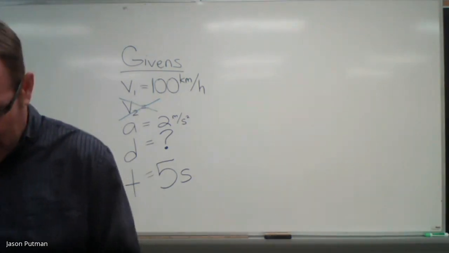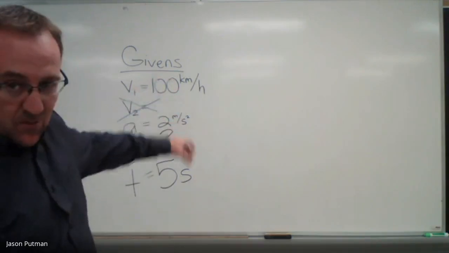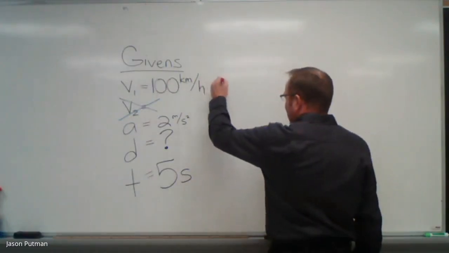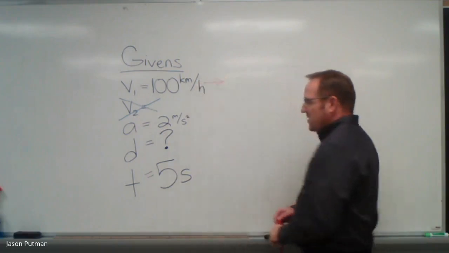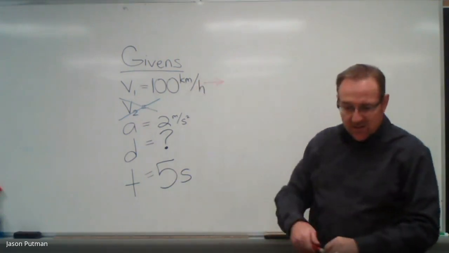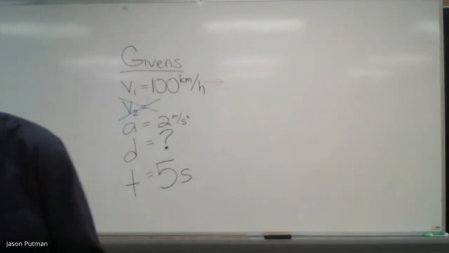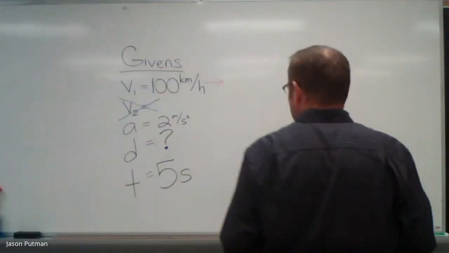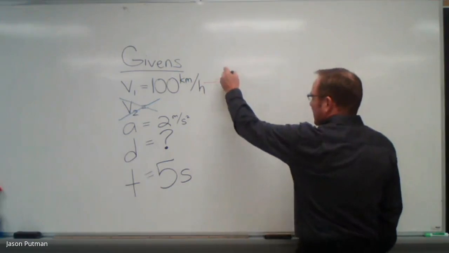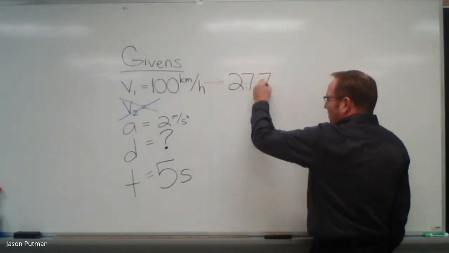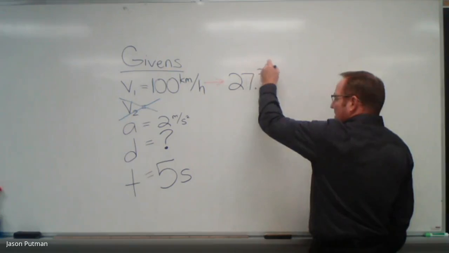So it's always best to do it while you're using your givens list. Without even going any further, I would change this right away. 100 kilometers an hour is not going to work with these other units in the list. It's got to be in meters per second. So punch that into a calculator, divide by 3.6. I'll skip the details because it's on the board. You're going to get 27.7, and it just keeps repeating.